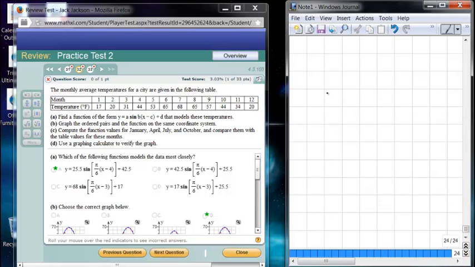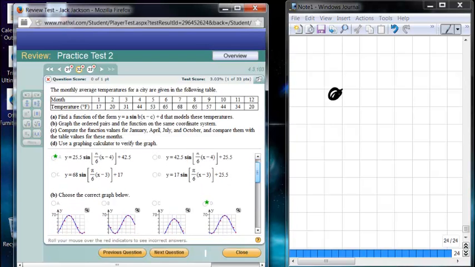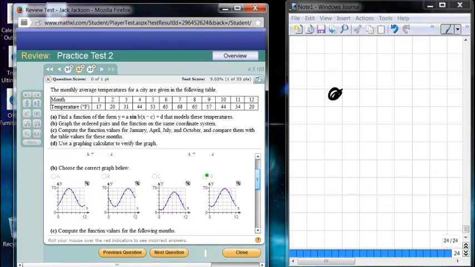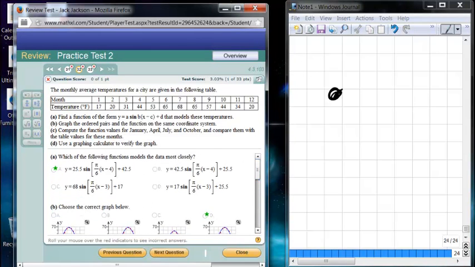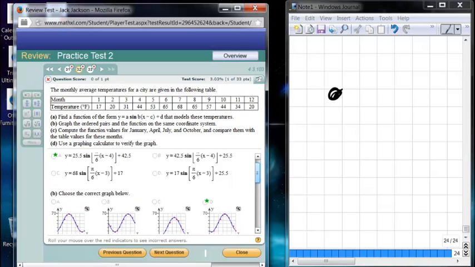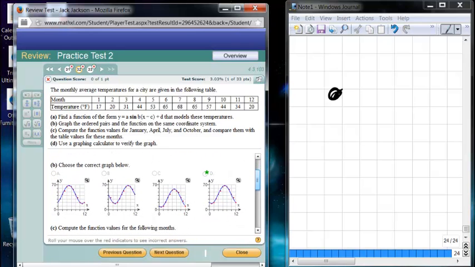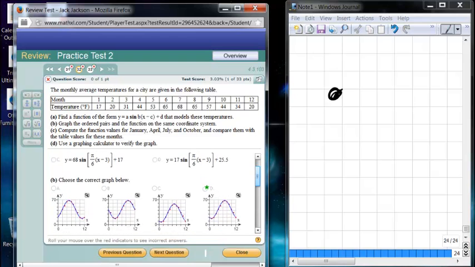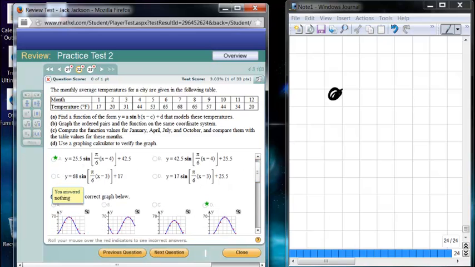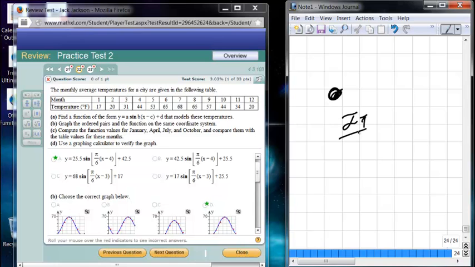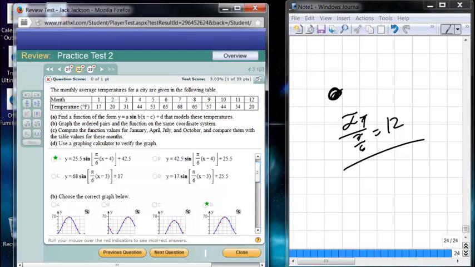Notice that when you have the phase shift of 4 months, it's going to hit an average of 0, 4 months in, or the average temperature is going to be about 4 months in, and the pi over 6 says the period is going to be 2 pi divided by pi over 6, which is our period of 12 exactly that we needed. So that part should be correct.